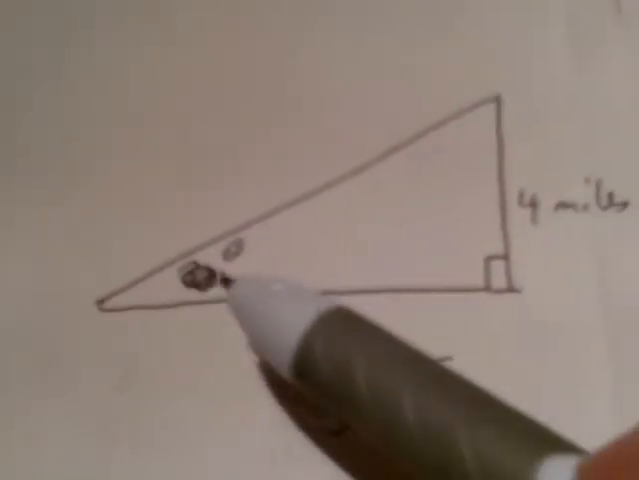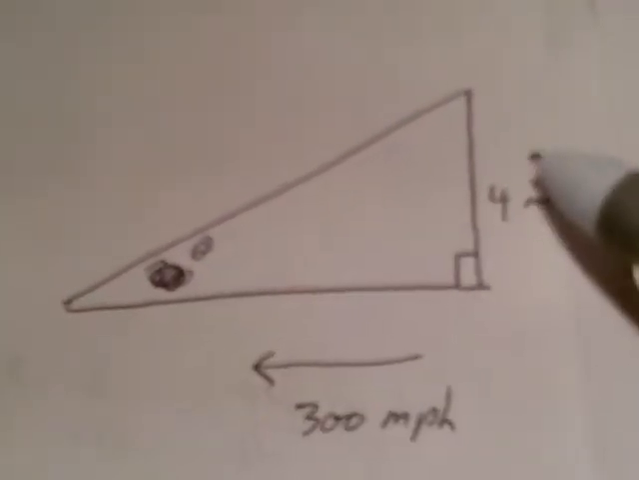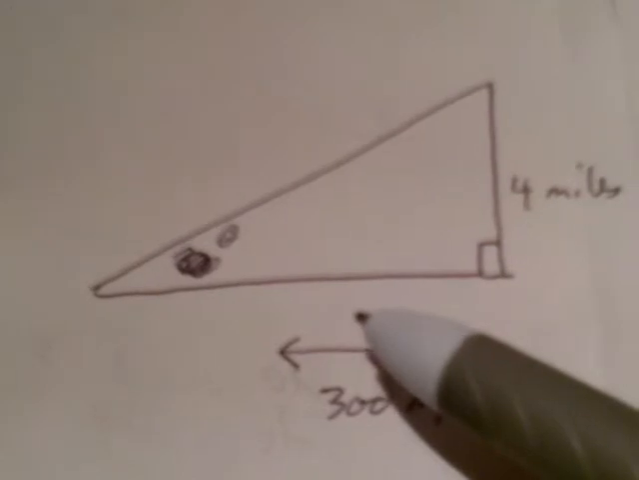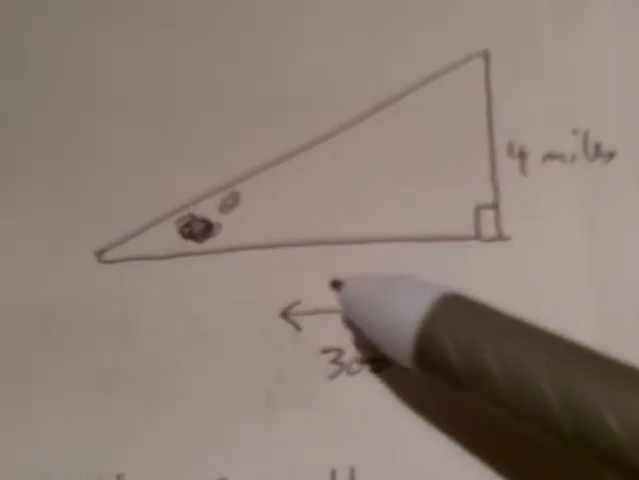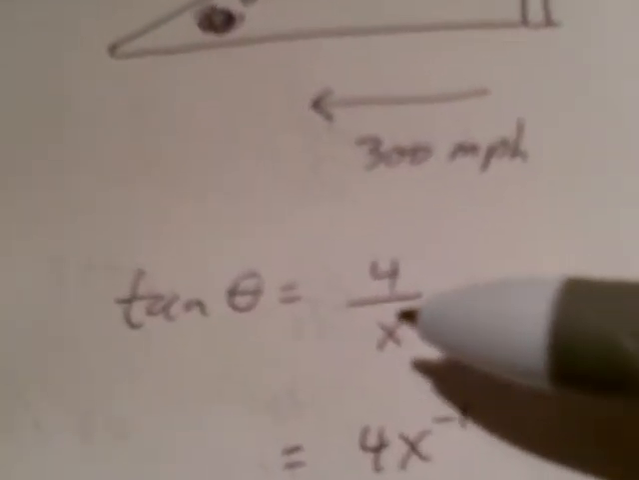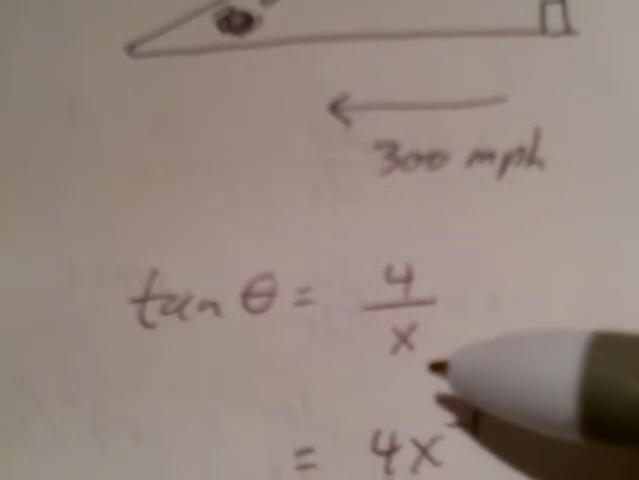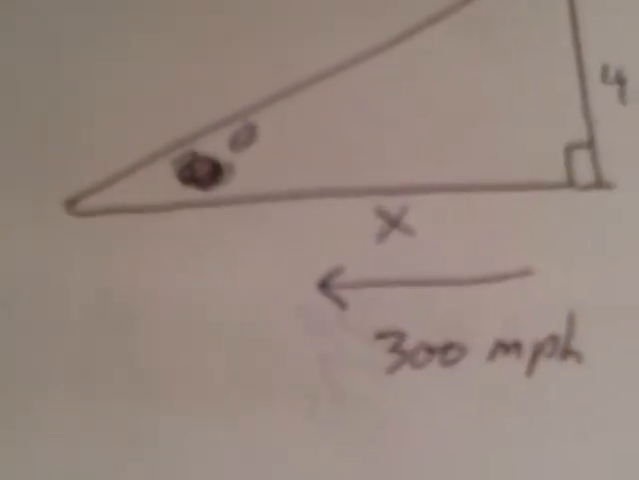So again, we have to find our relationship. We got the diagram, now the relationship. Again, it's tangent, so we have the opposite and we have the adjacent. In this case, the opposite isn't changing, but the adjacent is. So there are some similarities to the previous problem. So we have tan theta equals 4 over x. And when we do the derivative, actually we rewrite this so that we can find the derivative.